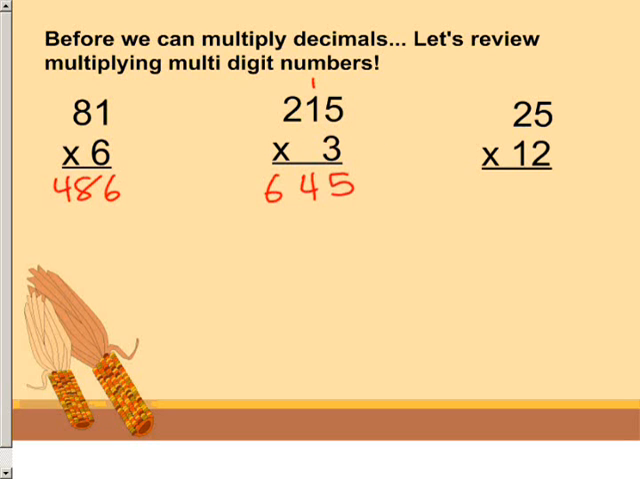In our last problem, we're going to do 2 times 5 is 10. We have to put down the 0, carry the 1. 2 times 2 is 4, plus 1 is 5. Now we need to multiply the tens. Because I'm multiplying the tens place, I'm going to drop a 0. So now we'll do 1 times 5 is 5, and 1 times 2 is 2.